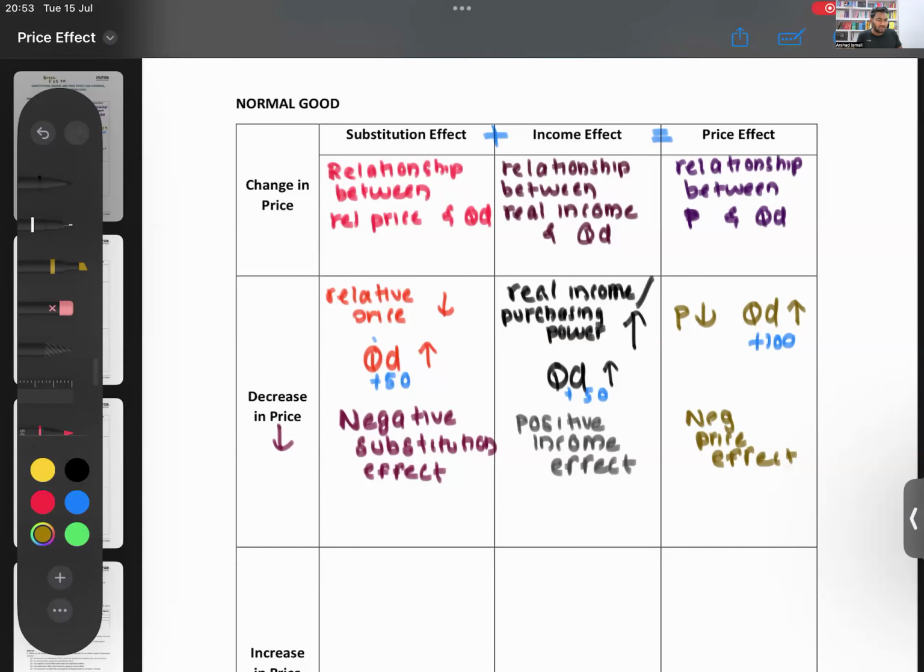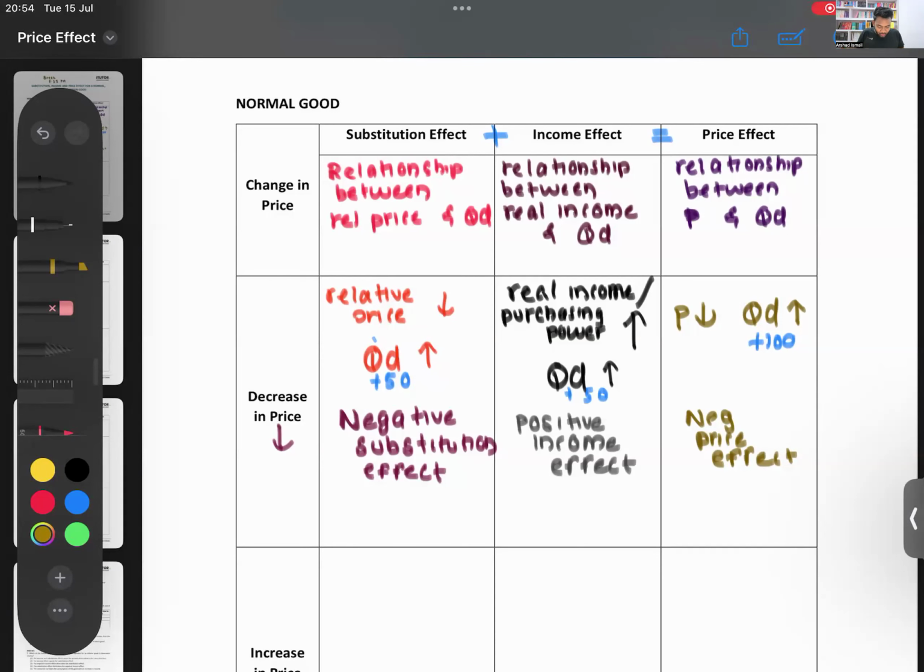Then the last one is something like price effect, you can say. When the price of a good decreases, QD will increase. Therefore, there is a negative price effect for a normal good. And then you can give something like price of good decreases. You don't even have to say substitute price constant. Price will decrease. Yeah, fine. That looks good.